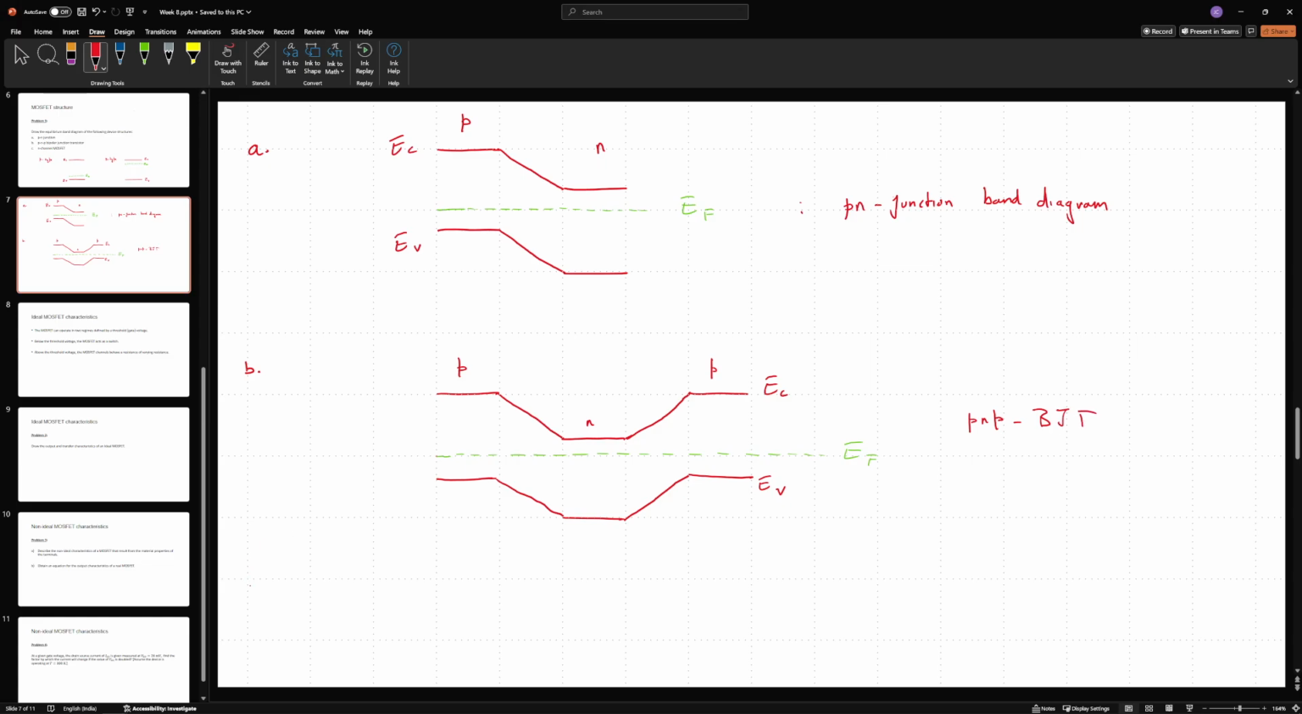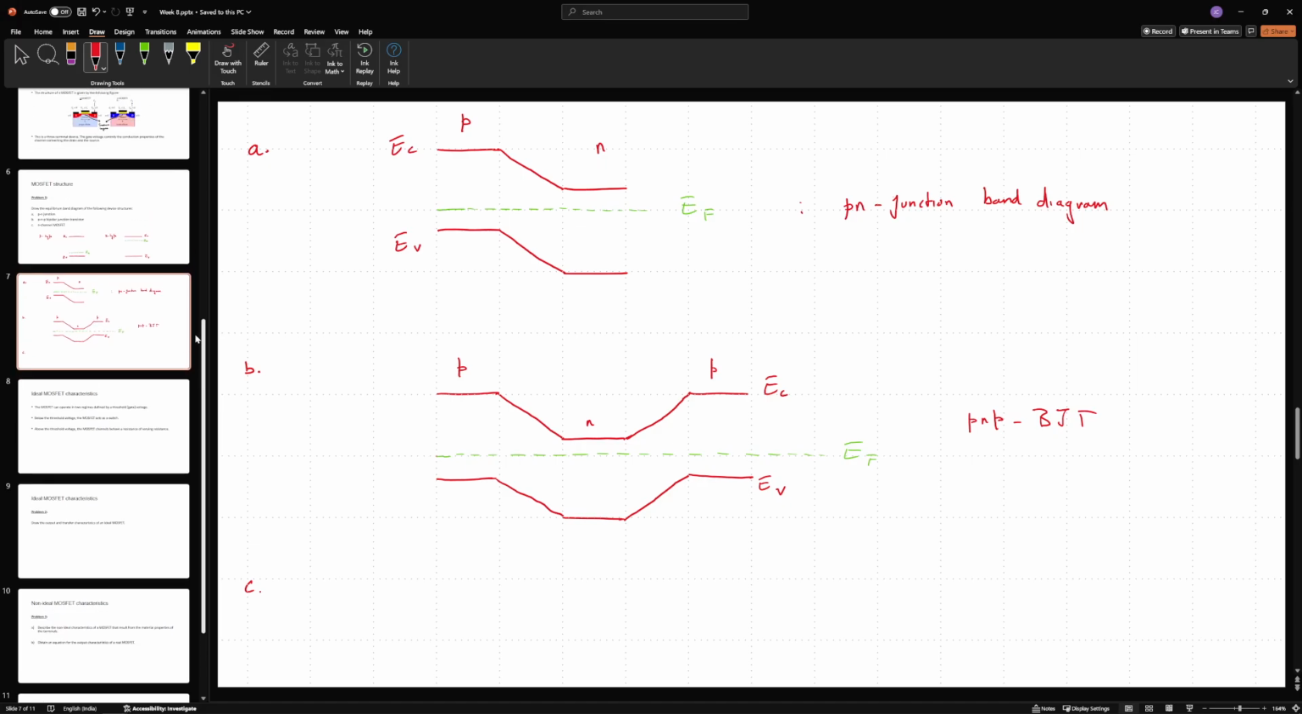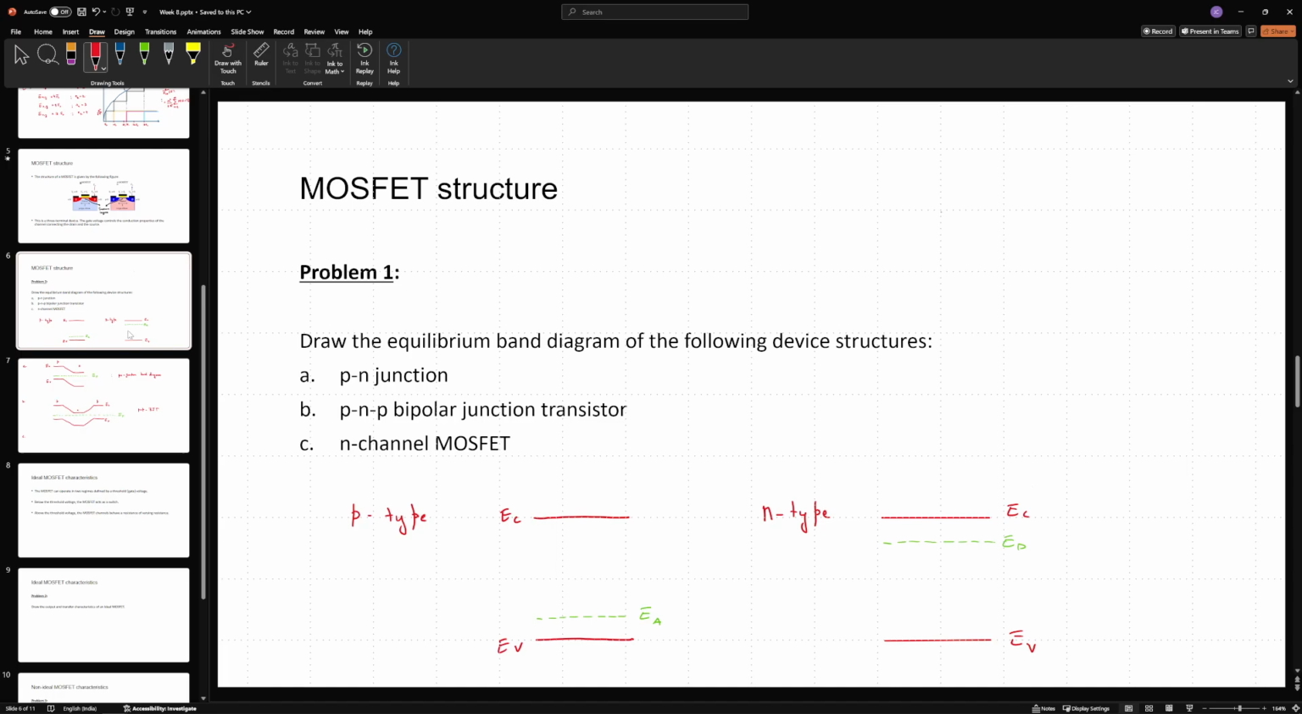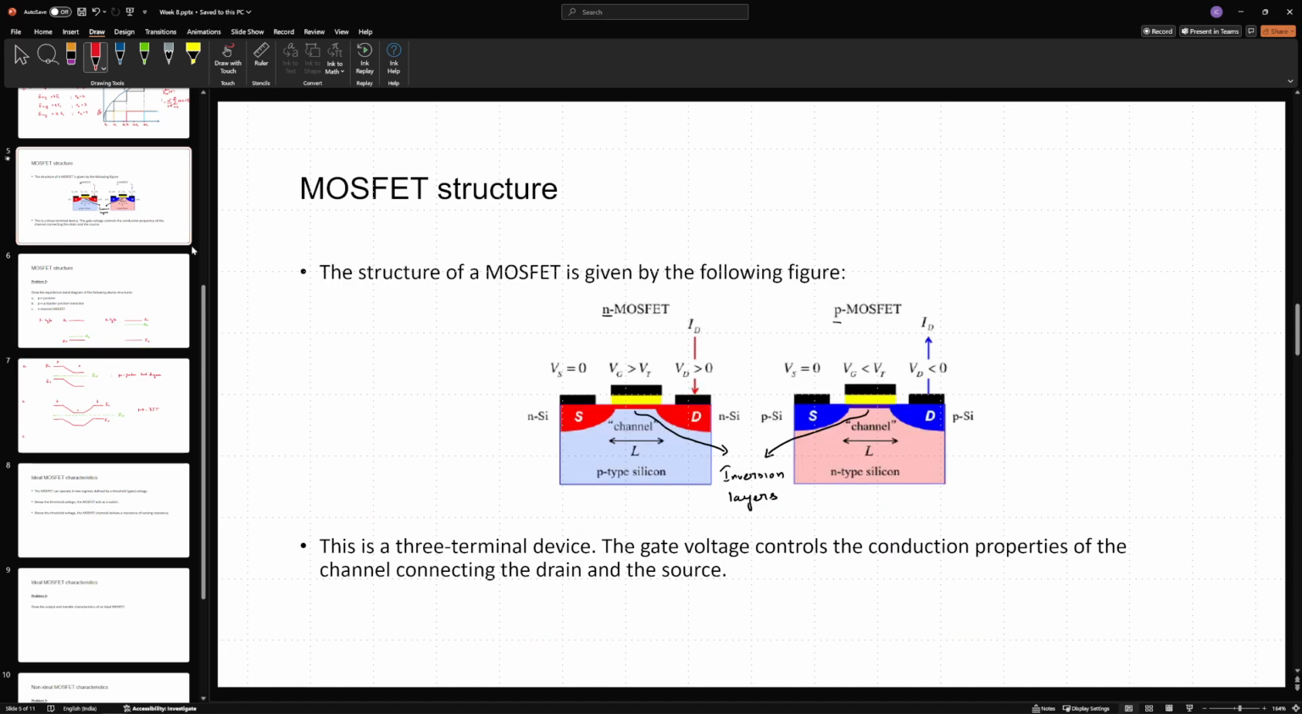And for our last part, how does the band diagram of a MOSFET look? Let us look at what's happening here. I have an N silicon, and so this is an N MOSFET. So an N MOSFET is going to be N type silicon, and P type silicon in the middle.